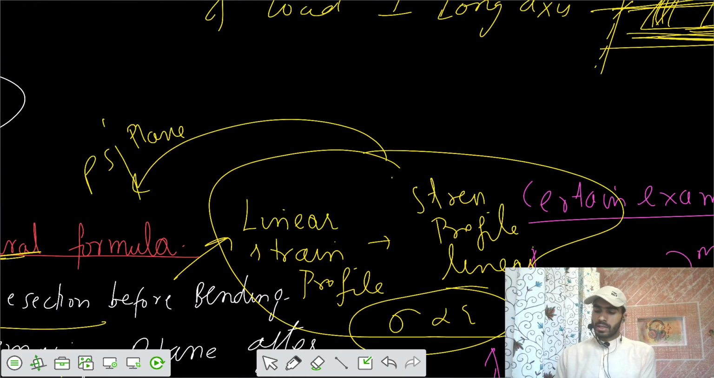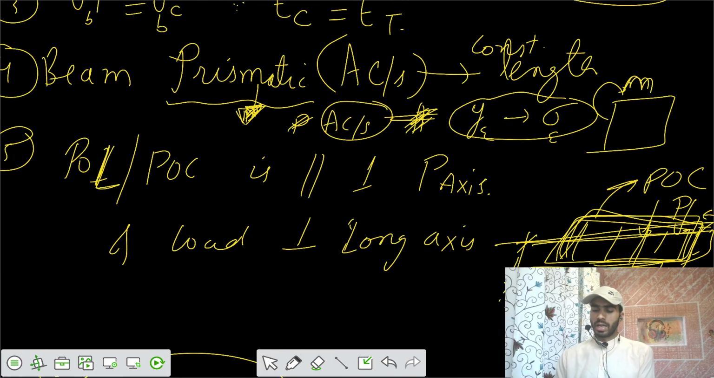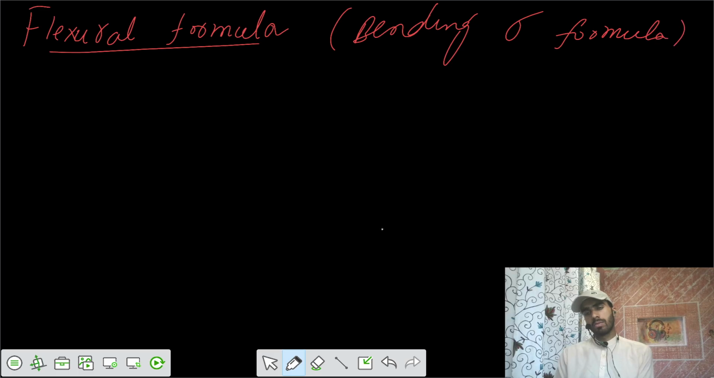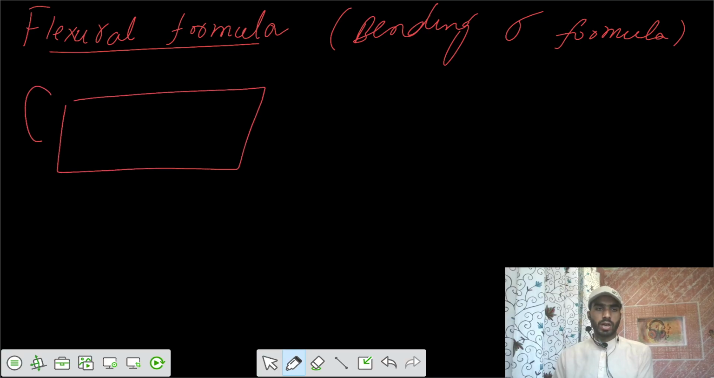So let's have the flexural formulae. Let's talk about flexural formulae, or bending stress formulae, which we also call the bending stress formula. Say you applied a bending moment on the cross section, on the beam. Let's say this is the beam of length L.